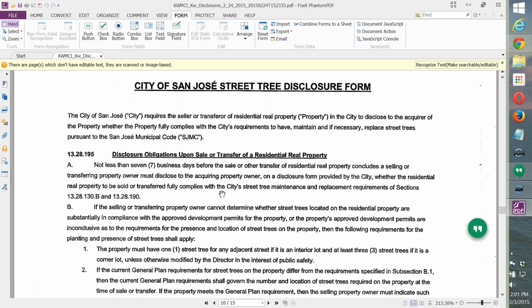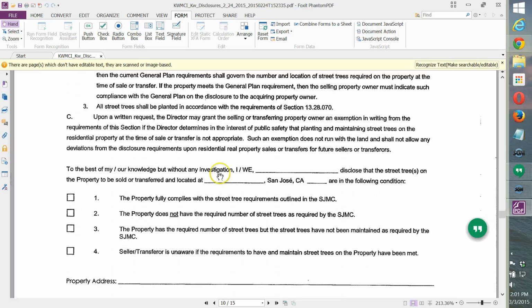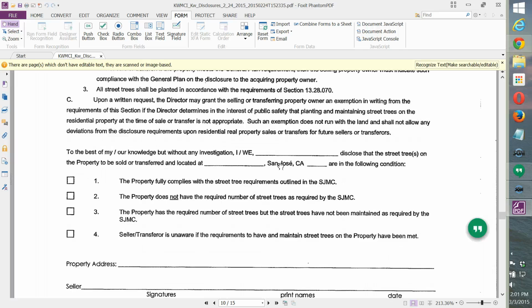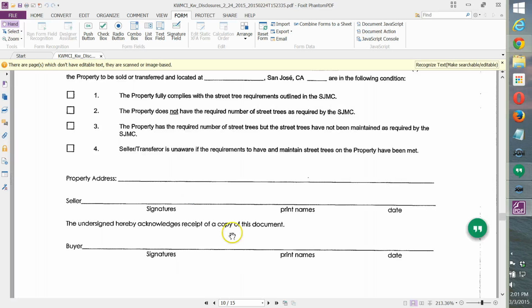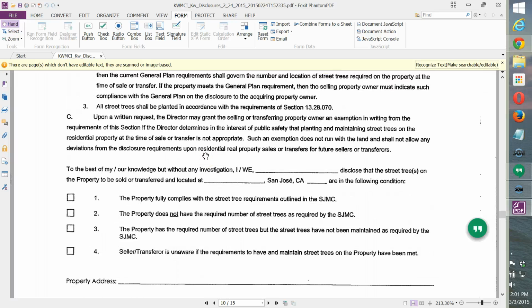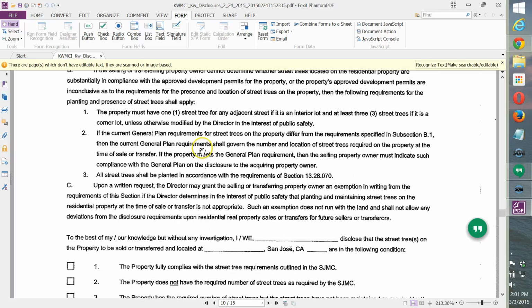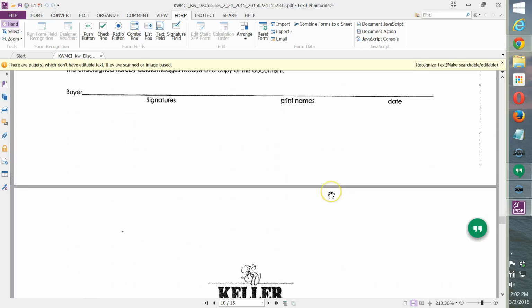Here's the San Jose street tree disclosure form. Notice my program didn't find any of those fields, but I'll make an interactive one. I'm sure there's one available. The property address, signatures of the buyer and sellers. And basically, you ought to read this, but it says that you're supposed to have a certain number of trees in front of your house. And if you cut them down or they die, you're supposed to replace them. Right, neighbors are the ones that generally police this. We just want this filled out.